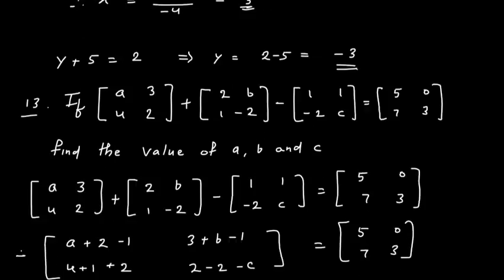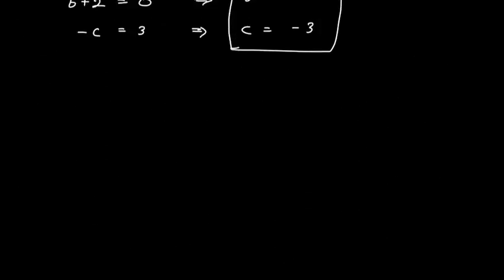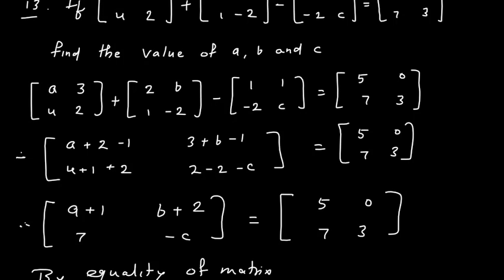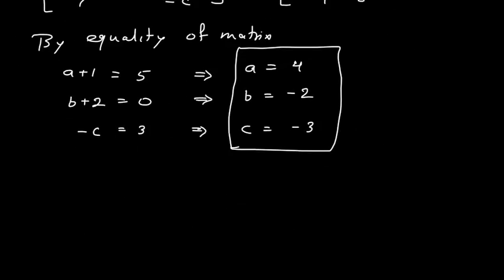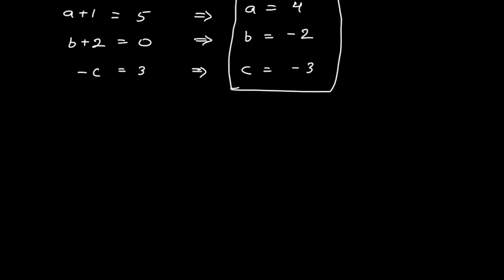Now let us see the last question. So in all the questions I hope you are getting what we are doing. Okay, simply we are adding, subtracting, and then using the equality concept, that is equality of two matrices indicates that the corresponding terms are equal. Now let us see this last question, 14th problem.